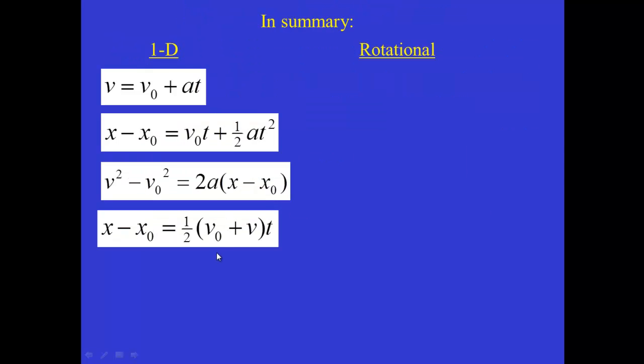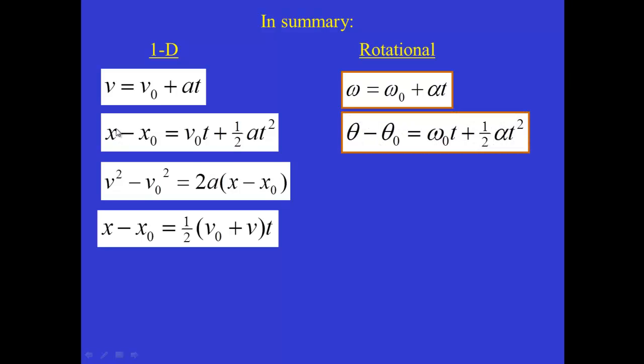What do we get? Here are the four one-dimensional motion equations that we studied with constant acceleration motion, and all we have to do, we did the first one already. We replace v with omega, and we replace a with alpha, and we get the rotational version. Here x indicates linear position. Well, now we're going to replace that with theta. So theta minus theta 0 equals omega 0 t plus 1/2 alpha t squared. It looks just like this equation with the appropriate substitutions.